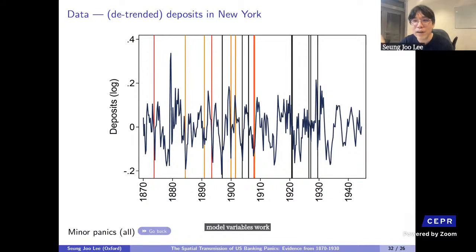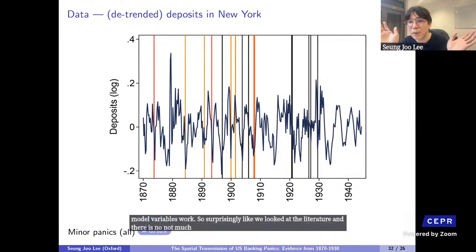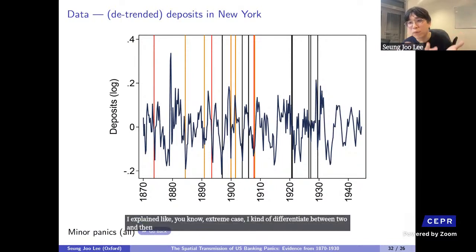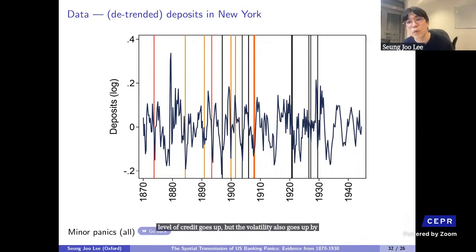So surprisingly, we looked at the literature, and there are not many papers that explain why the interbank market can both raise the level of supply of credit, but also, while they raise the level of credit, raise the risk of runs outside their state border. So our theory explains that trade-off in a clean manner. I explain in an extreme case, I differentiate between two, and then the level of credit goes up, but the volatility also goes up by the same factor. So we wanted to show that.